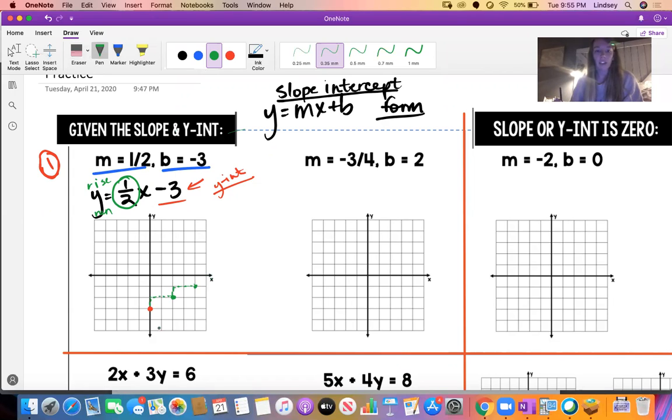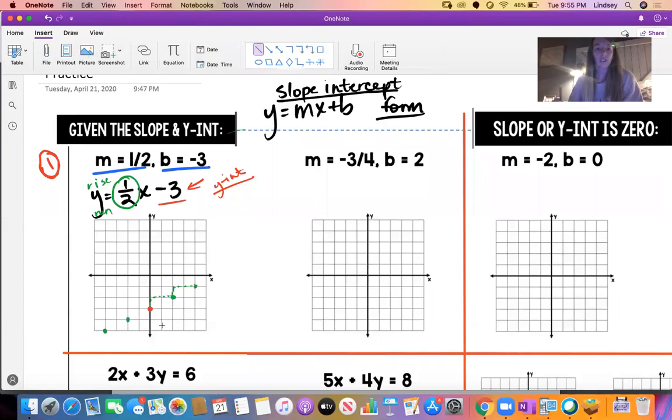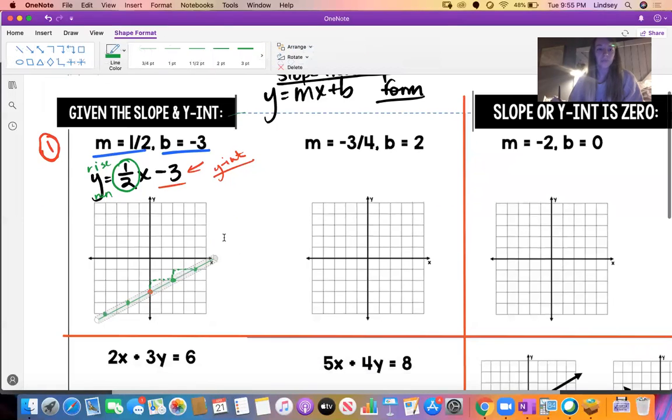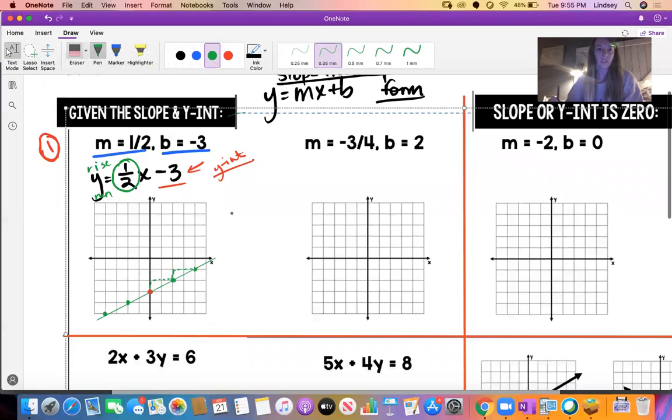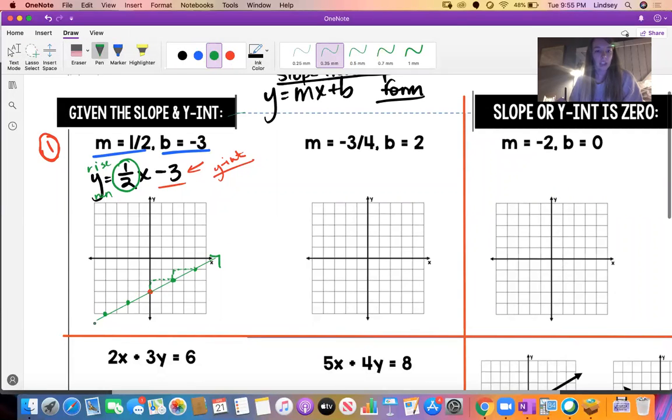Okay, if going that way cuts off immediately, you can always go the opposite way. I can go down 1 to the left 2. Down 1 to the left 2 if I want to make my line as long as I possibly can. Then you're just going to want to take all those dots and connect them through. Just like that. And that line will go on forever and ever in both directions.